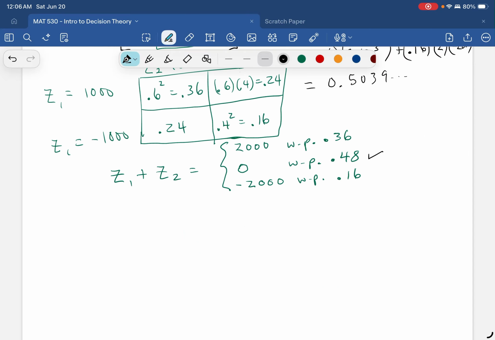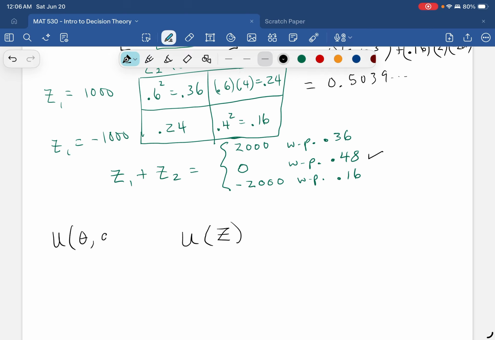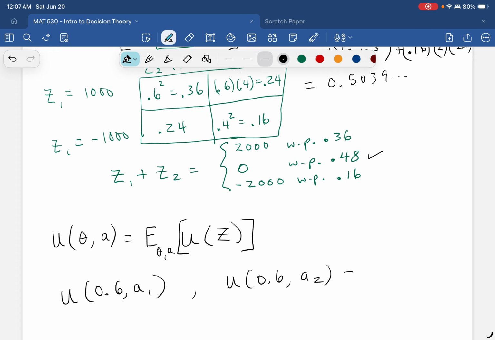One important takeaway from this example is that whenever the reward is determined in a random way, we can't just look at the utility of the reward. We define the utility for that state of nature and that action to be the expected value of this random utility, if you will, given theta and little a. So in the above examples, we were actually calculating u of 0.6 comma a1, and then u of 0.6 comma a2 always was 0.